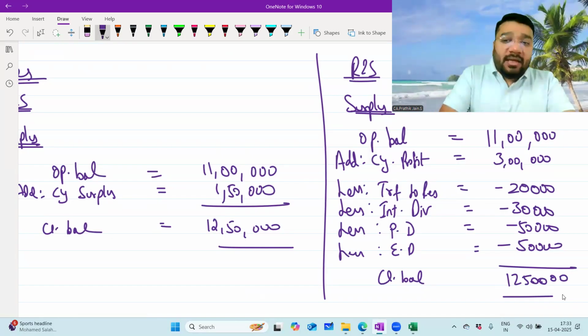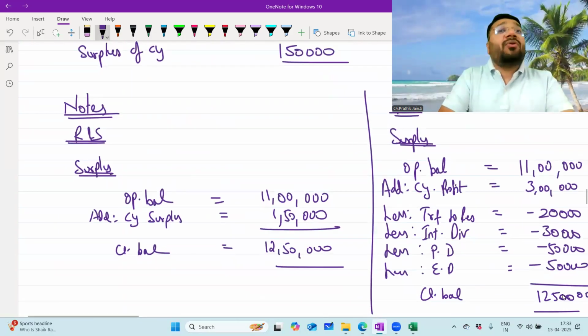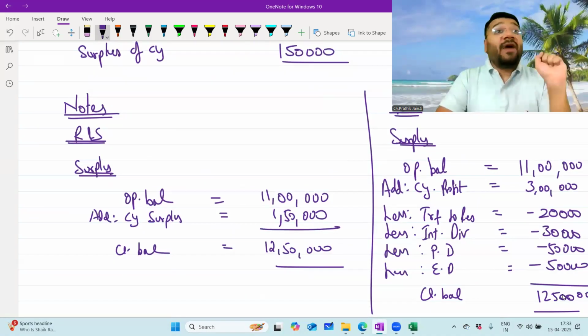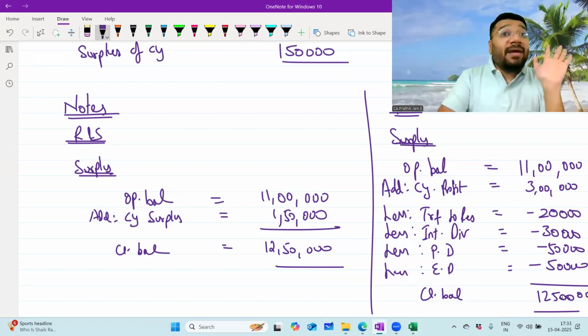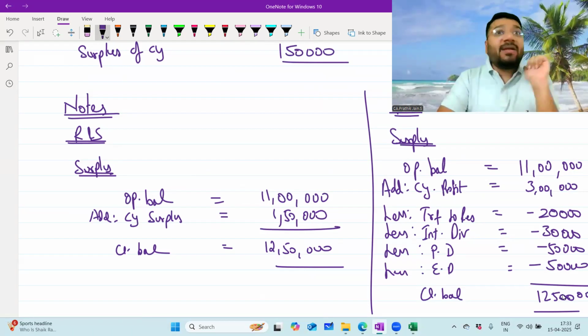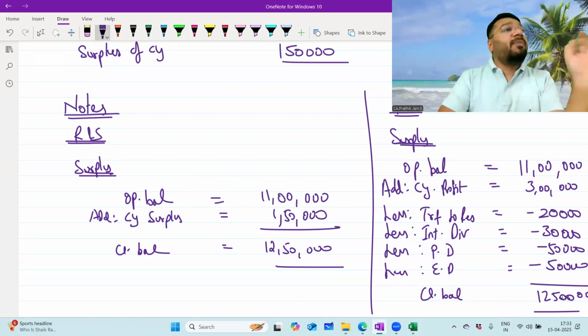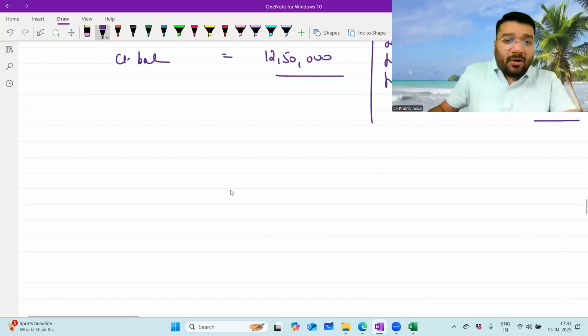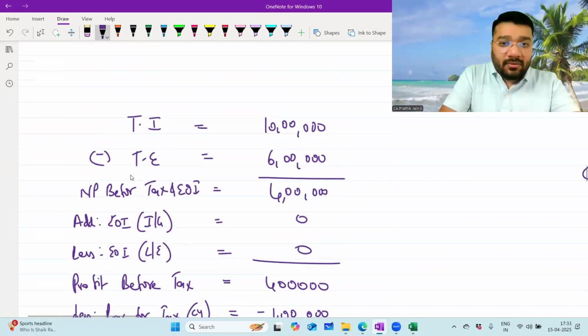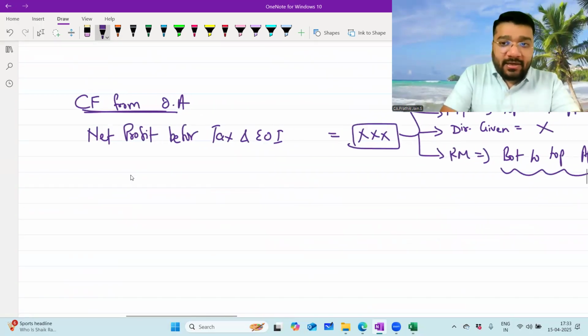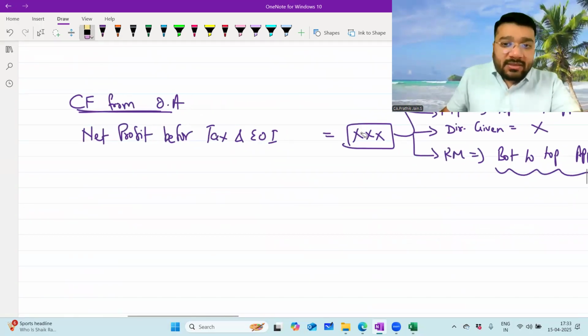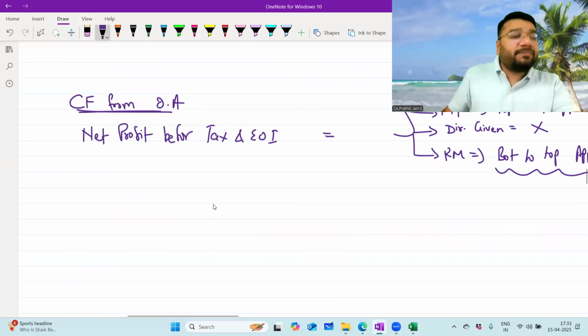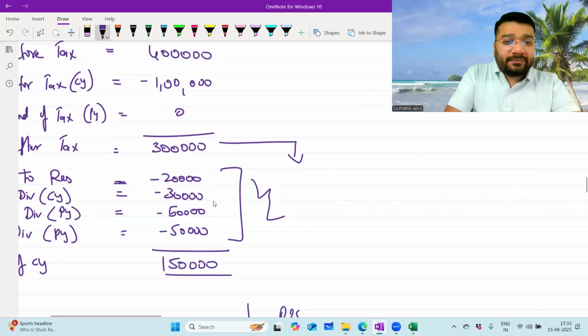Okay. Imagine if this information is given, and they are asking you to calculate the cash flow from operating activity. In that, how many segments are there? 5 segments. First segment is what? Calculation of net profit before tax and extraordinary item. So now, here it is. Now this we have to calculate. Can we calculate? Okay. How do we calculate?